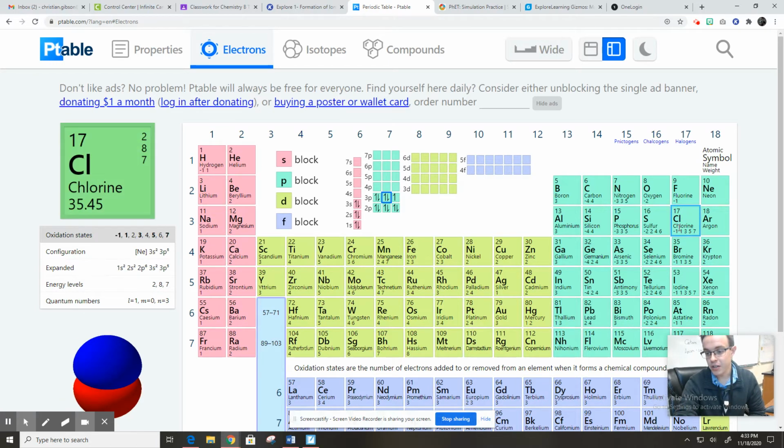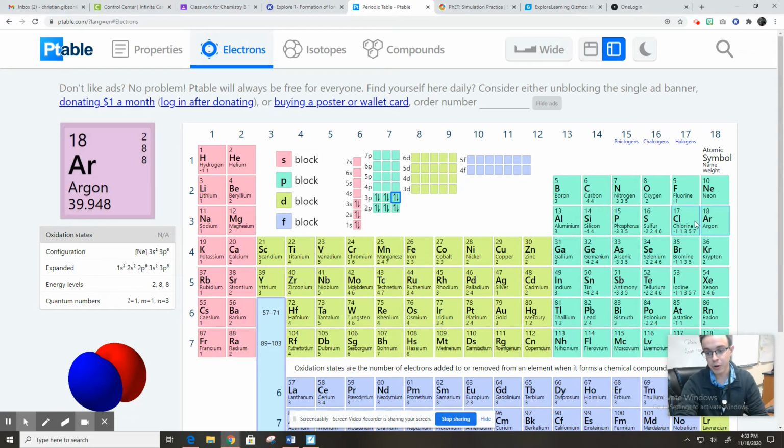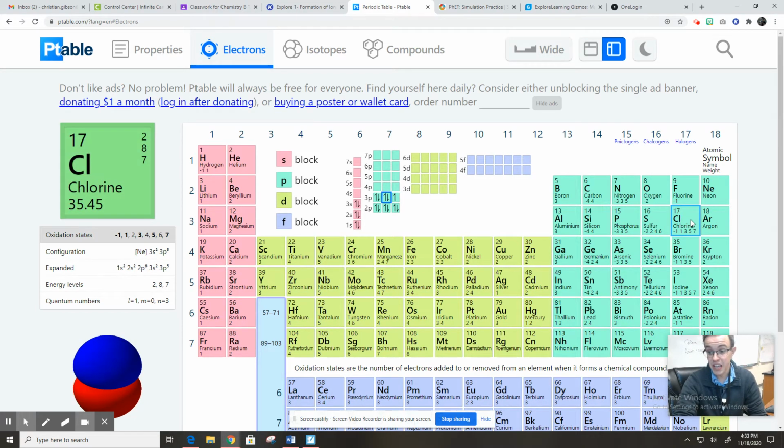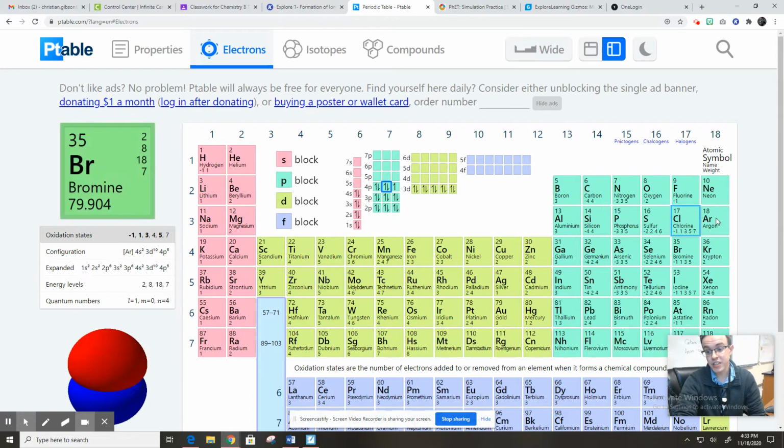Now over here, you've got elements that are really close to noble gases on this end. So like chlorine is only 1 space away from argon. It could lose 7 to be like neon, or it could just gain 1 to be like argon.